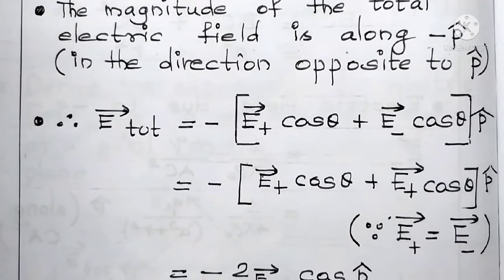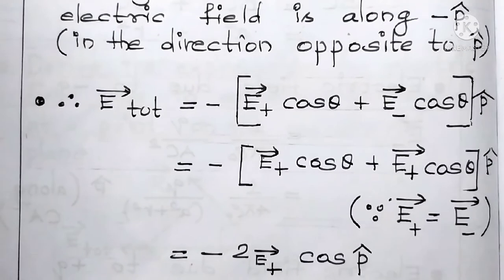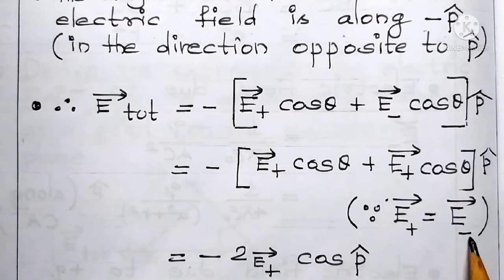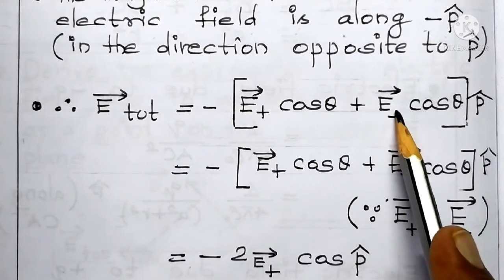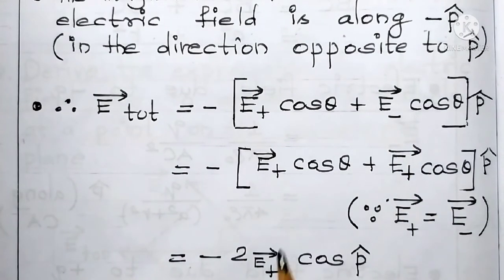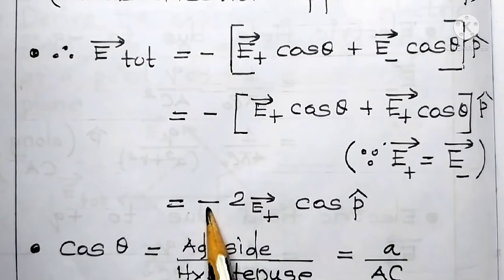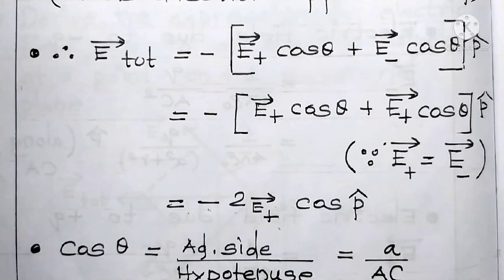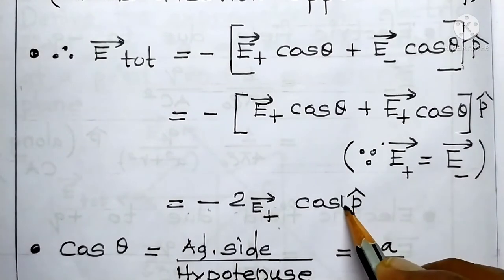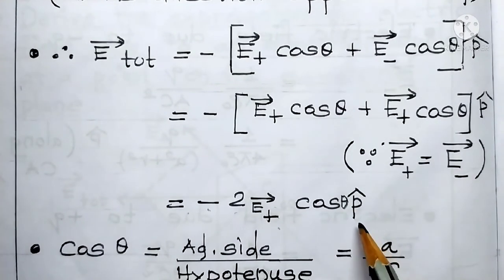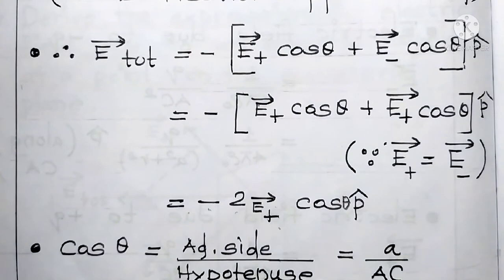The reason is, both E plus vector and E minus vector, they are equal in magnitude. That's why in the place of E minus vector, I have written E plus vector. Now add them up, then we'll get minus 2E plus vector cos theta P cap. Now we know the value of E plus vector.